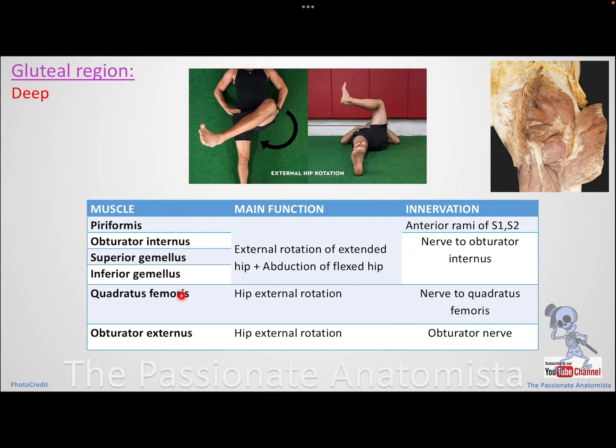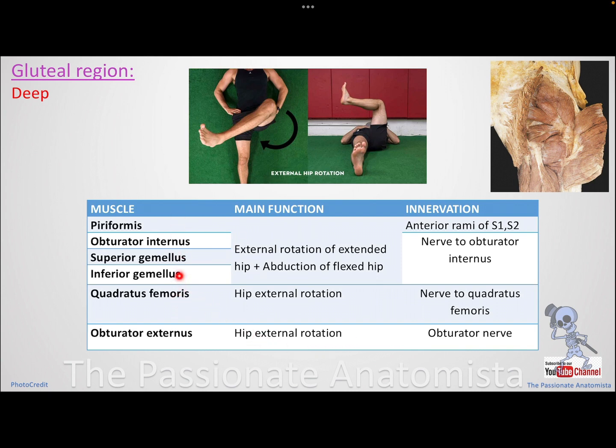So what are these muscles doing? Basically, they are doing external rotation. Also, we have obturator externus, but we don't have it shown in those diagrams. And this is different also because this one is near to the obturator area. That's why it's supplied by obturator nerve. So the obturator nerve is actually a nerve to the adductor region. We're going to talk about this nerve later on.